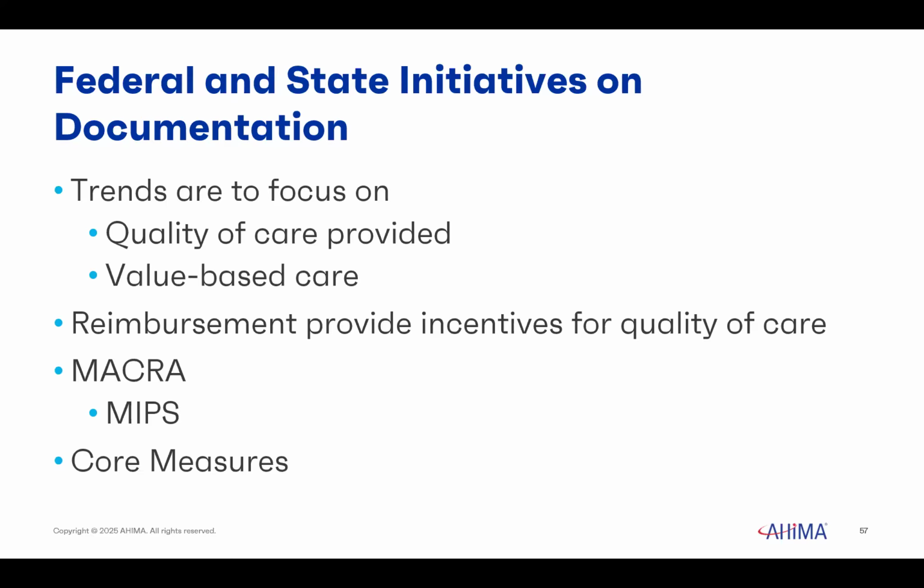And now we have different reimbursement models that provide incentives for quality of care, the MIPS, MACRA. And then from Joint Commission, we have the core measures. An example of core measures is for all heart failure patients, they need to have the ejection fraction documented with a numerical value, and discharge instructions need to have instructions for the patient to weigh themselves. Those are just two of the elements that are for the Joint Commission core measures for heart failure.